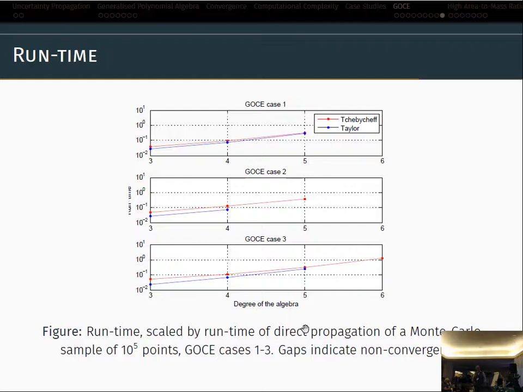This is comparing the computational cost. In the case of Chebyshev, we have an extra cost because we have to convert everything into monomial bases. But that step, in this case, is not a computationally expensive step.